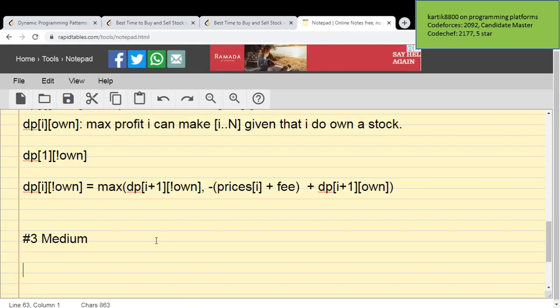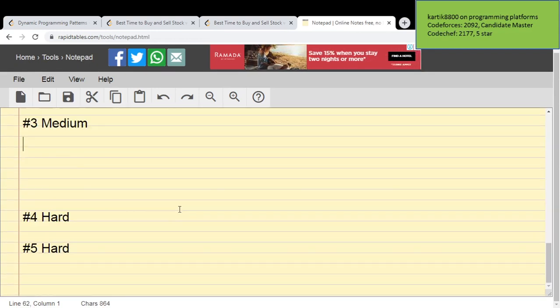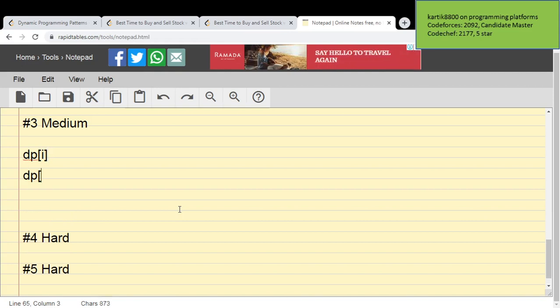I'll think about it in this way. I need to make the maximum profit from day 1 till day n. So that thing is going to remain the same. So dp of I, what is the maximum profit that I can make from day I till day n? That is what I mean by dp I. And of course, I need to find out dp 1. But there are a few more things that I need to keep in mind.